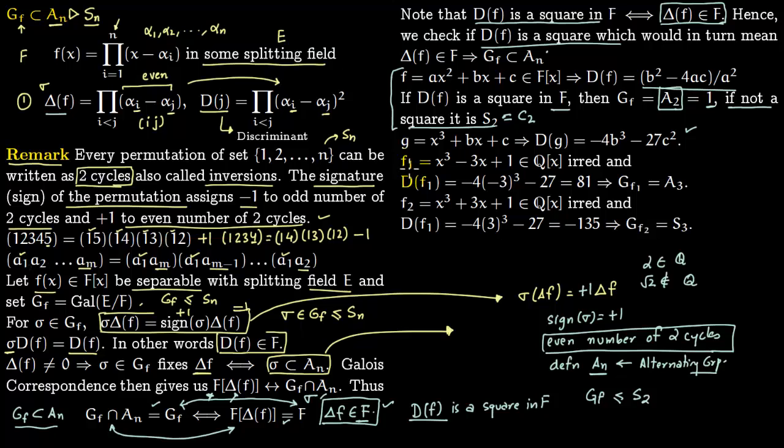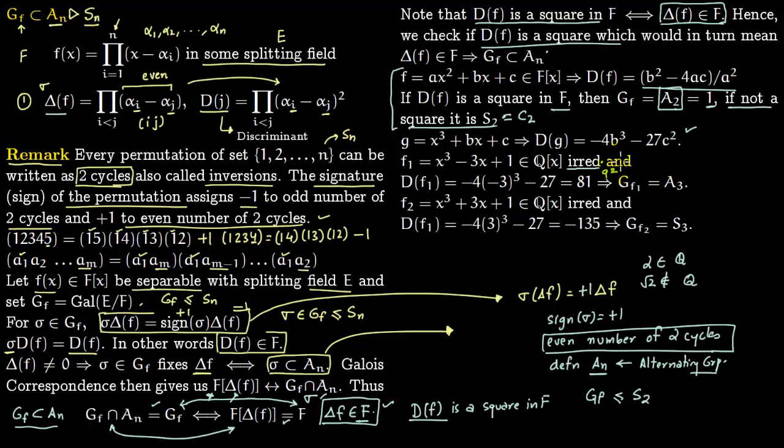So say you're given a polynomial f1, which is x cubed minus 3x plus 1. This is over the rationals, and this is an irreducible polynomial. This you can check by using the rational roots theorem. Then the discriminant of f1 is, you use this formula, you'll get 81, which is 9 squared. So therefore the Galois group of this polynomial is A3.